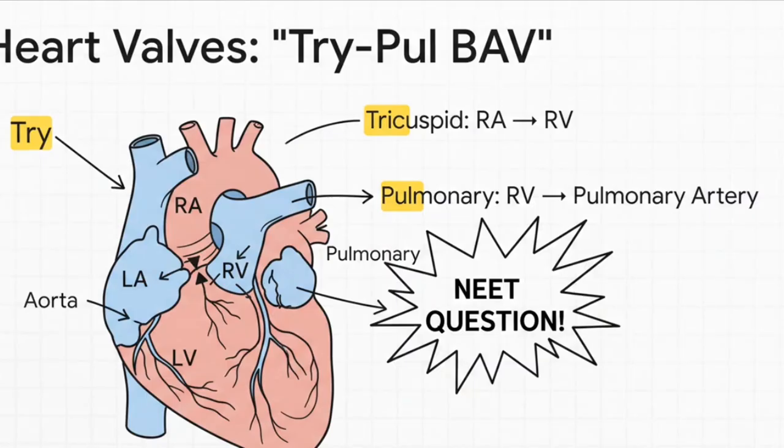The valves, of course, and the trick to remember them is tri, pull, bav. Tri is for tricuspid, pull is for pulmonary, B is for bicuspid, which is also called the mitral valve. And listen, this one is a classic NEET question. And AV is for the aortic valve. This slide shows you exactly where each one is.